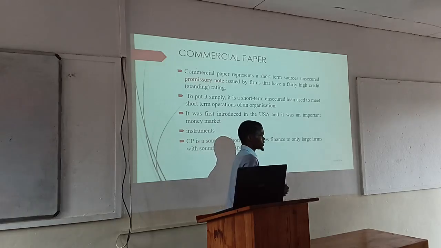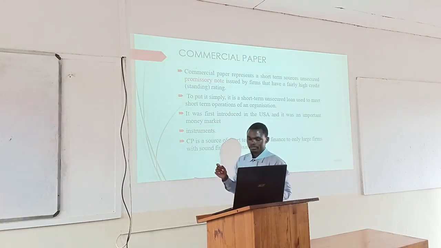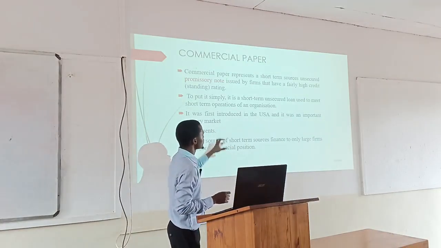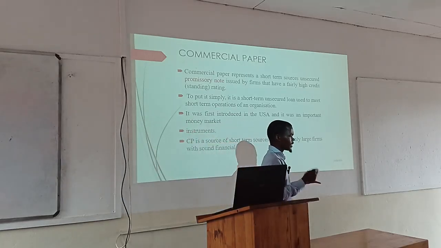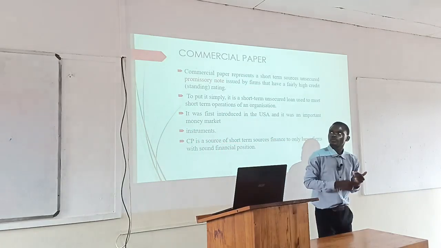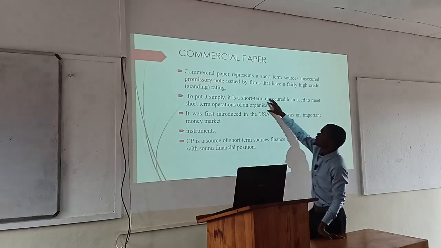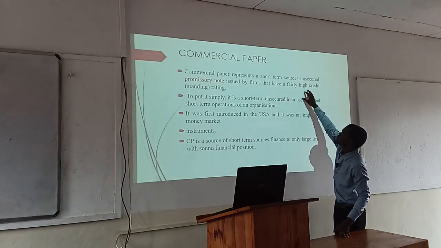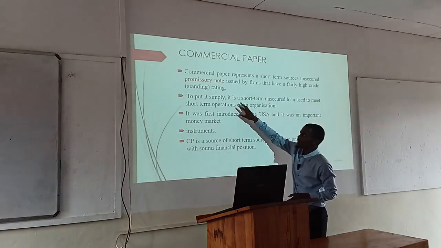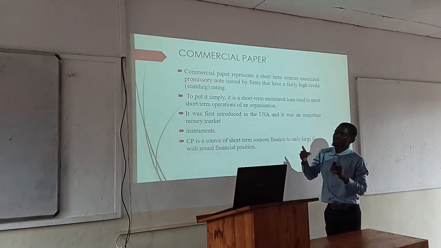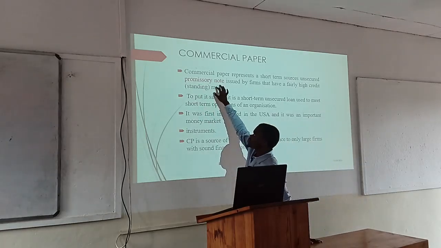Money market instruments are short-term financing instruments of an organization, the instruments that an organization uses for short-term financing. So one of them is called a commercial paper. A commercial paper involves a loan which is unsecured, not backed by collateral, and which is issued by an organization. This financial instrument involves coming up with a promissory note.